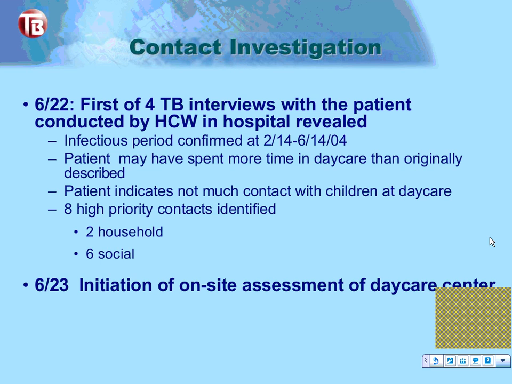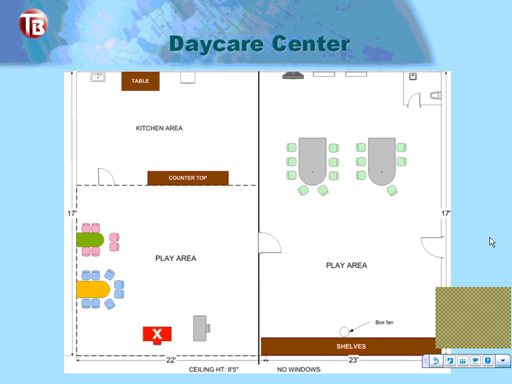However, she still maintains that she didn't have much contact with the children at the daycare. And 8 high-priority contacts were identified at this point by the outreach worker, 2 household contacts and 6 social contacts. So an on-site assessment of the daycare center was then carried out a few days later, and we'll look at that layout in the next slide.